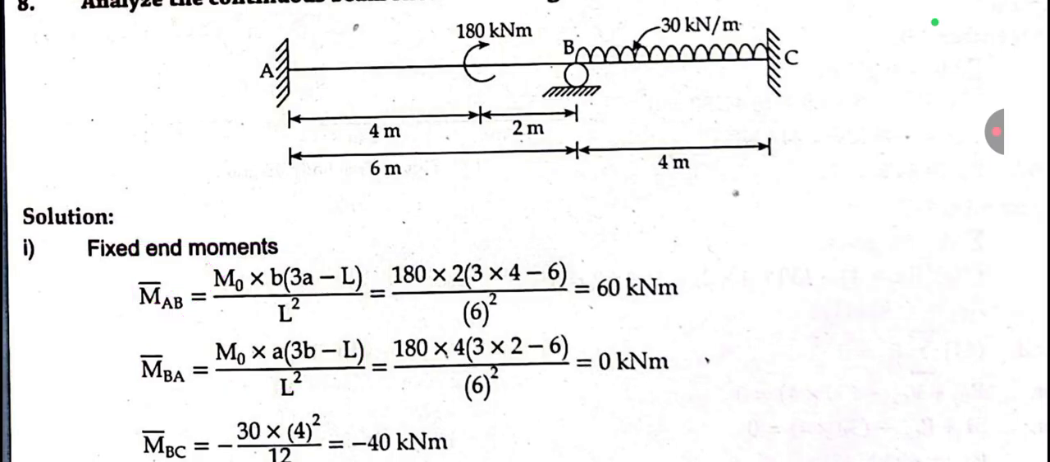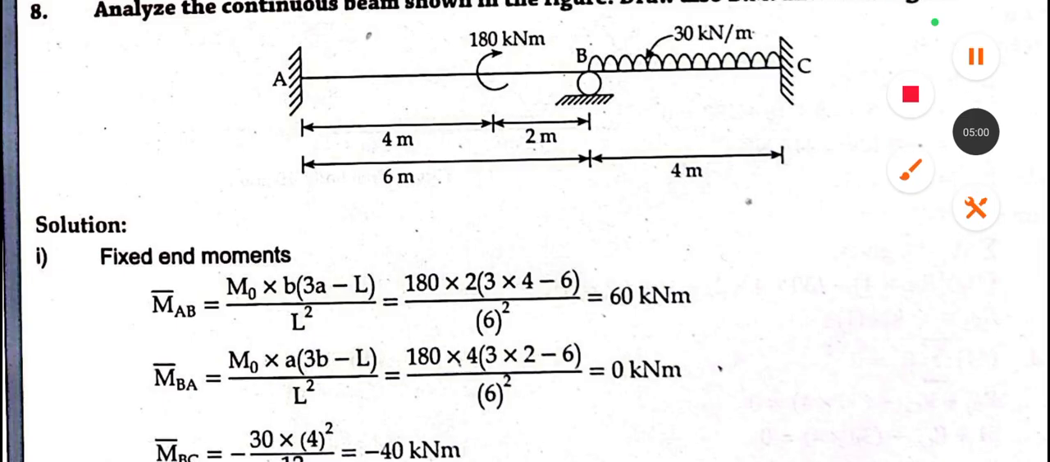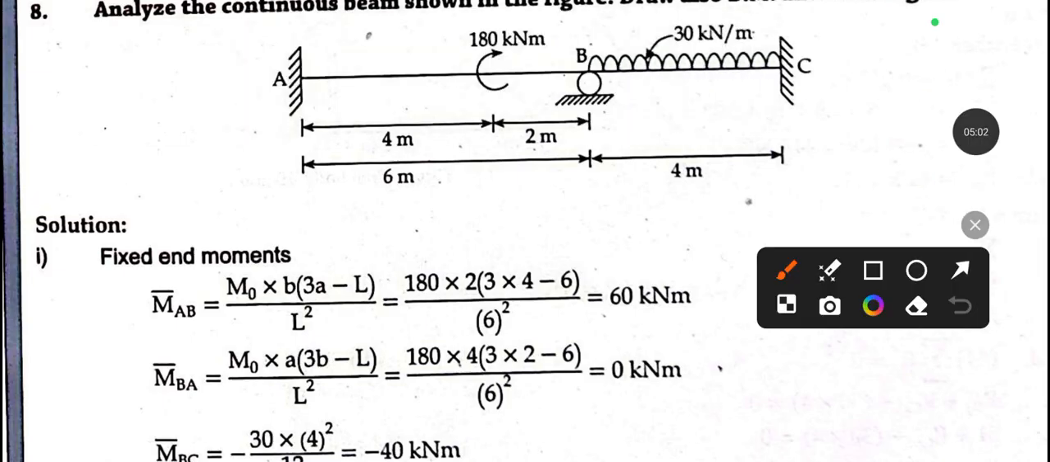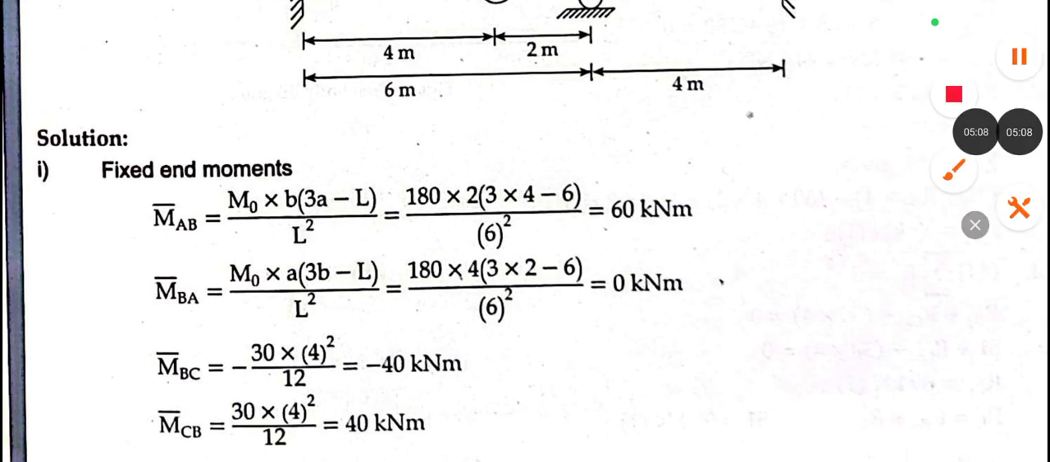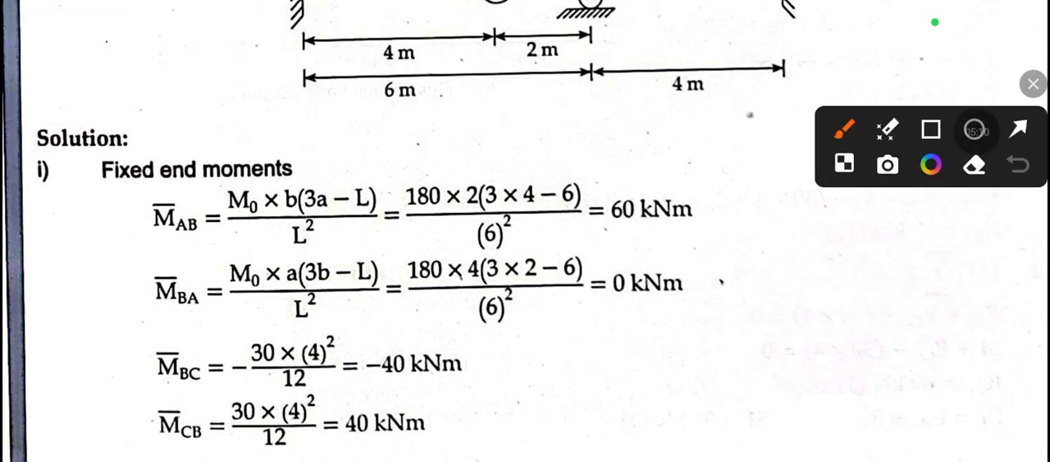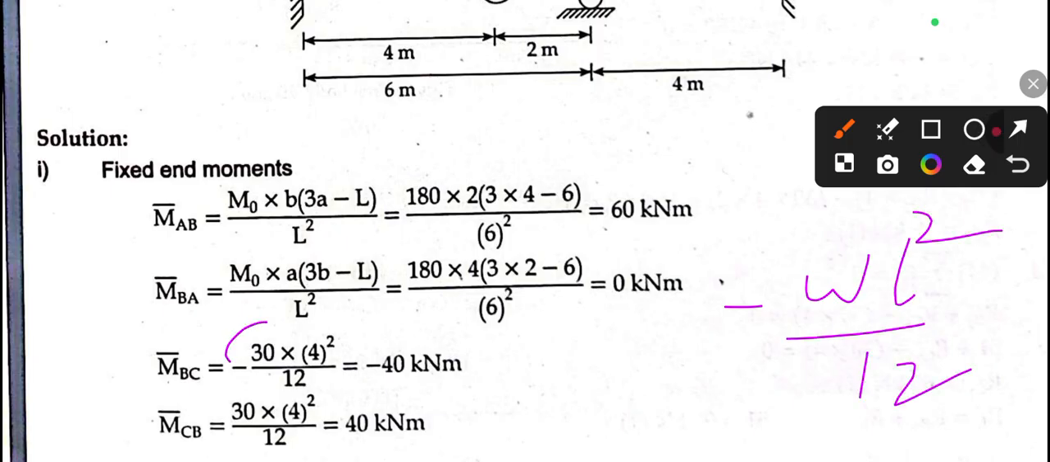Now we need to calculate the fixed end moments for B to C and C to B. This is a UDL, so you can calculate by directly applying the formula. For the UDL case, we have the fixed end moment formula WL square by 12. The value of W is 30, L is 4, divided by 12. And from left to right, we need to take a minus sign. So we got 40.